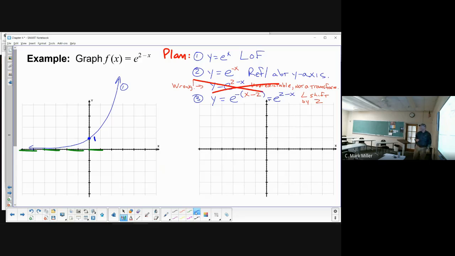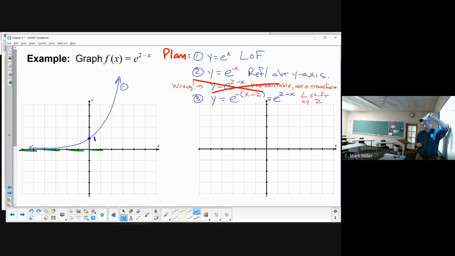How do I know it slopes up? Because my base is e, and e is 2.72 and change. And that's bigger than 1. Since the base is bigger than 1, it slopes up.